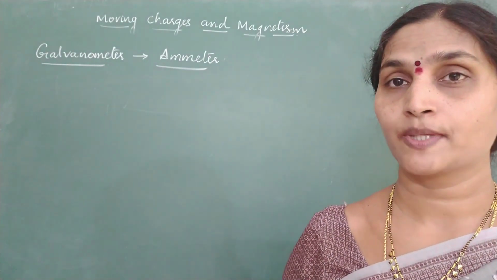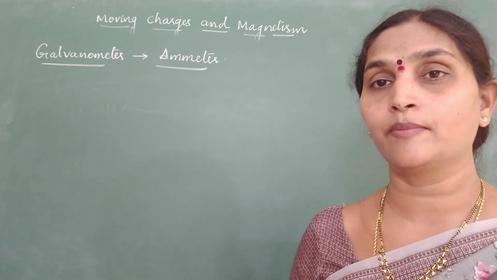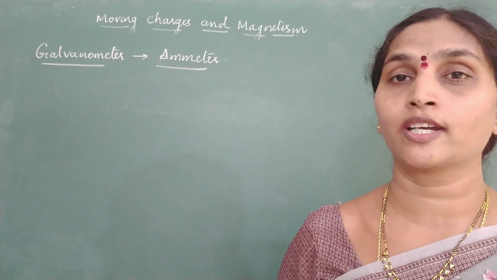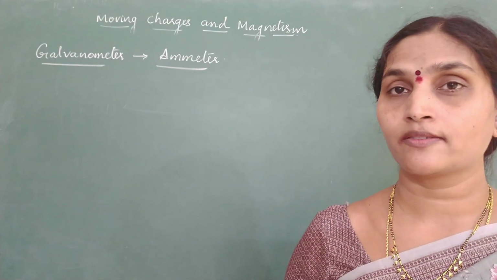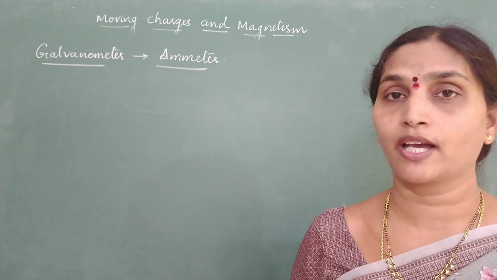Okay, now in this particular class we'll be studying how to convert a galvanometer into an ammeter and voltmeter. We have already studied the galvanometer. It's a very sensitive device. It can measure currents in the order of milli and microamps.